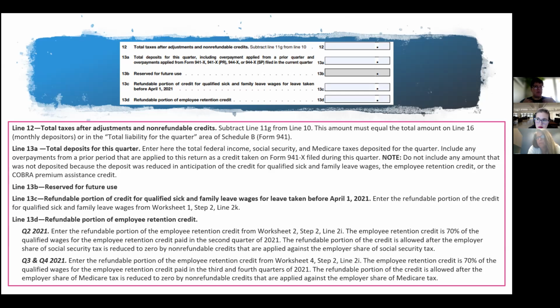So now on line 13, we're getting into the refundable portions of the credits that we just talked about: the qualified sick and family medical leave wages taken before April 1st, and the employee retention credit. Again, this is on worksheets 1 and 2. For quarters 3 and 4, the retention credit is going to be on worksheet 4. It's the same calculation, so I'm not going to go over the calculations yet because we're going to go over the worksheets. It's just the refundable portion amount.